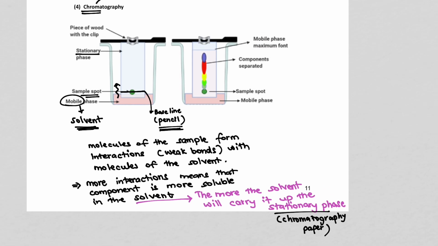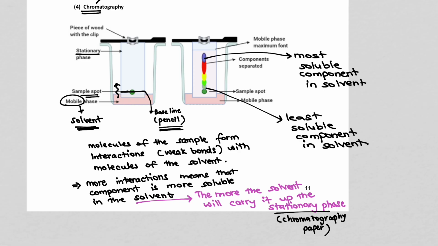So if you look at the colors here, you see that there is this green and then there is purple. So the purple forms stronger interactions with the solvent. So then the solvent is able to carry the purple along with it higher on the top. So this means that the purple is more soluble in the solvent compared to the greens. So the greens are the least soluble and the purple is the most soluble. That's why the mobile phase or the solvent carries it further up the chromatography paper.